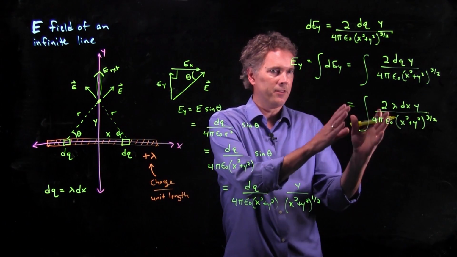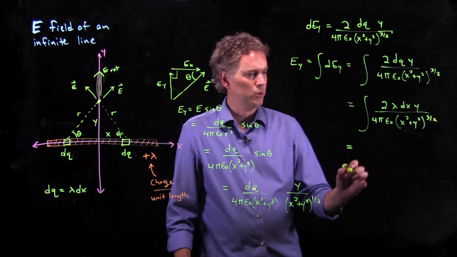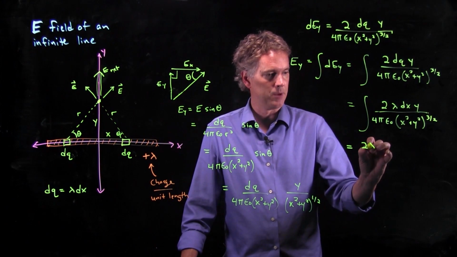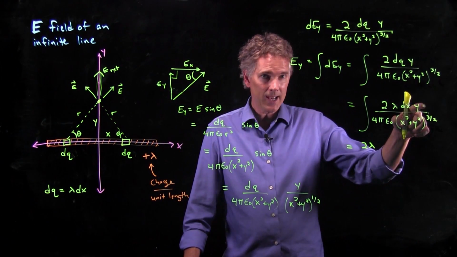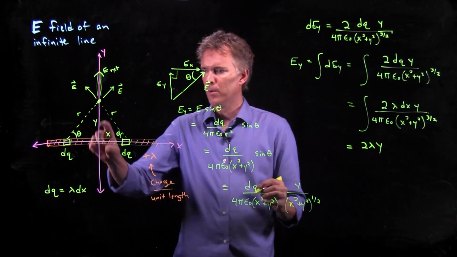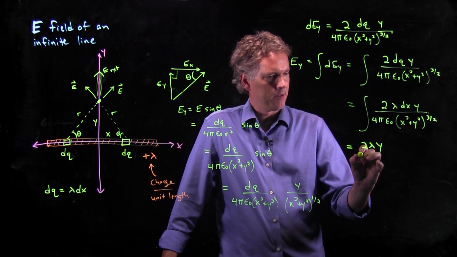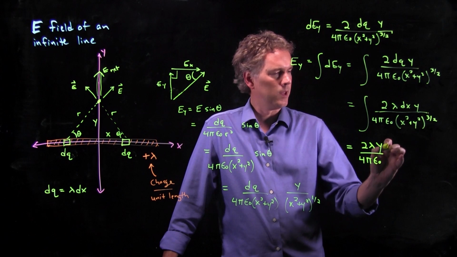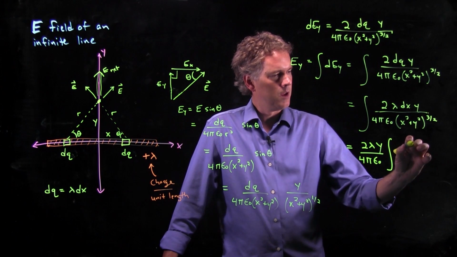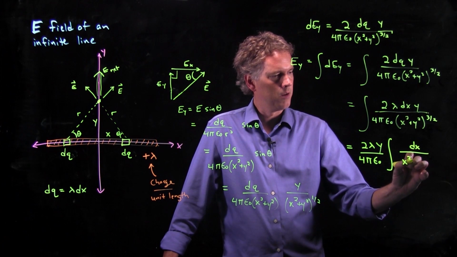And a lot of this stuff is in fact a constant, and so it can come out in front of the integral. What is a constant? 2 is a constant. Lambda is a constant. That would just be some given amount of charge per unit length. y is in fact also a constant, right? We are at a fixed height above the line. 4 pi epsilon naught is a constant. And then we're left with the integral of dx over x squared plus y squared to the 3/2.